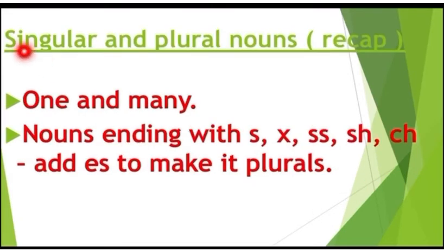Last class, how we have learned, children, is singular and plural nouns. So let's do a quick recap. Singular and plural is one and many. And nouns which are ending with S, X, SS, SH, CH, we have to add ES to make it plurals. So remember, children, always add ES to these letters.